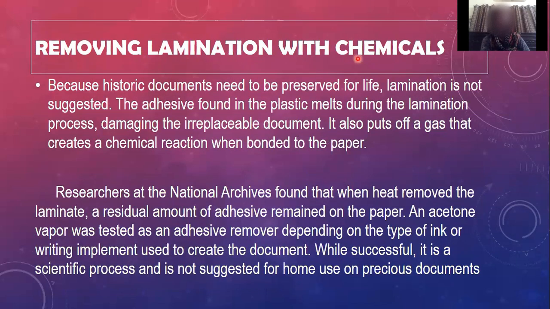Next we have removing lamination with chemicals. As we know, lamination can also be removed with chemicals, because historical documents need to be preserved for life. Our documents which are historical and very important, we need them for our whole life. Lamination is not suggested, because the adhesive found in the plastic during the lamination process damages irreplaceable documents. The chemical on the paper also gives off gas that creates a chemical reaction when bound to the paper. When lamination is bound to the paper, there is also a chemical in it, so this also damages our document.